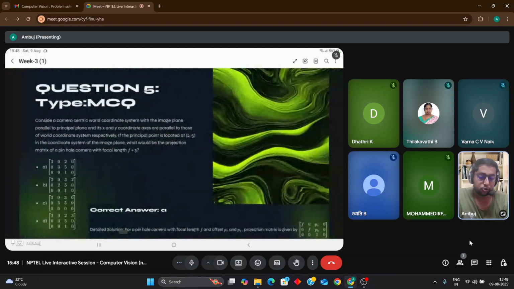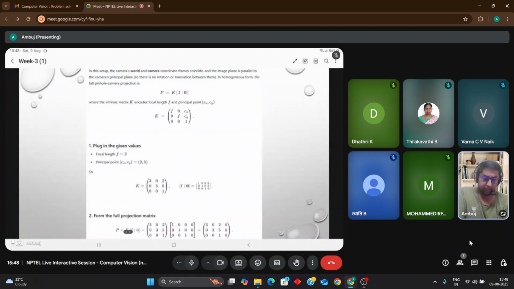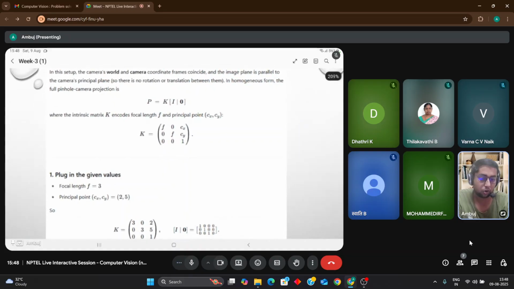Okay. So in this particular setup, the camera's world and camera coordinate frames coincide. The image plane is parallel to the camera's principal plane. There is no rotation and no translation since they are parallel. So you can always decompose it as K[I|0]. K is the intrinsic matrix. It encodes the focal length f. The principal point is (cx, cy). So K will be [f 0 cx; 0 f cy; 0 0 1].